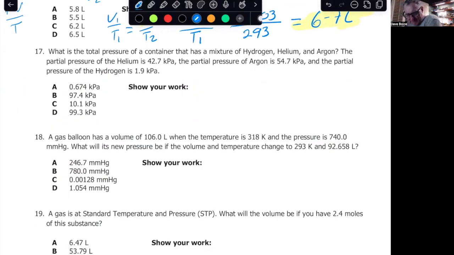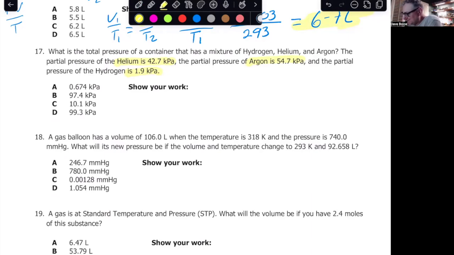Okay, what is the total pressure of a container that has a mixture of hydrogen, helium, and argon? So we're back into adding together pressures. There's a name for it. I'll have to remember that. Dalton's law of partial pressures. Okay, so I've got helium at 42.7 kPa, argon at 54.7, and the partial pressure of hydrogen.